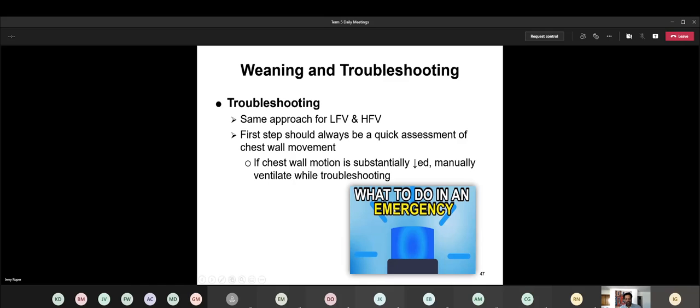Now, if you don't really see any movement of the chest, then of course you're supposed to quickly disconnect and then manually ventilate with your ambu bag, and then you try to troubleshoot what's going on from there. But it still doesn't really deviate from any other patient troubleshooting situation on the ventilator. You've got to start with the patient first.